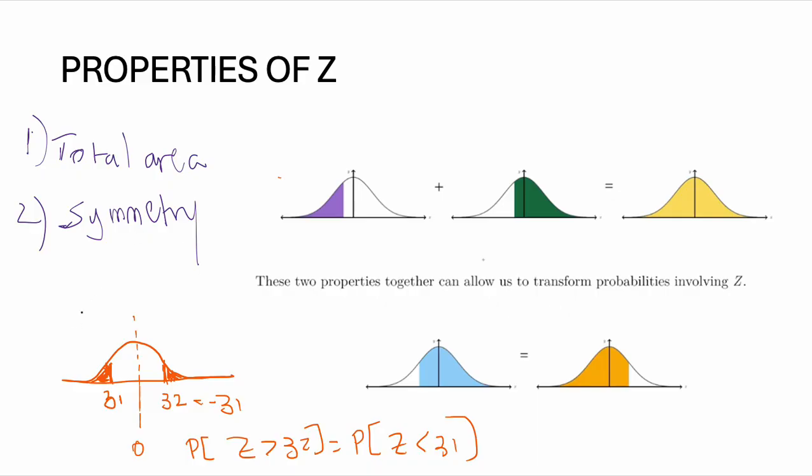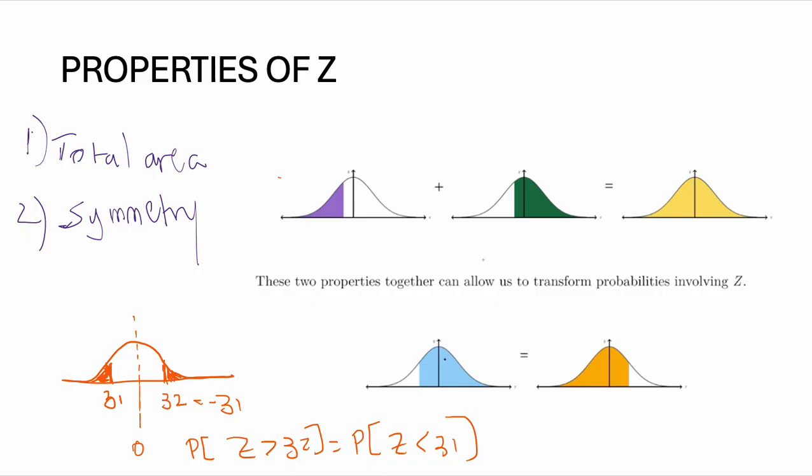Okay? And the other property that is very important is the property of symmetry. So this means that if you take the left part of the graph, it is mirrored with the right part of the graph, right?